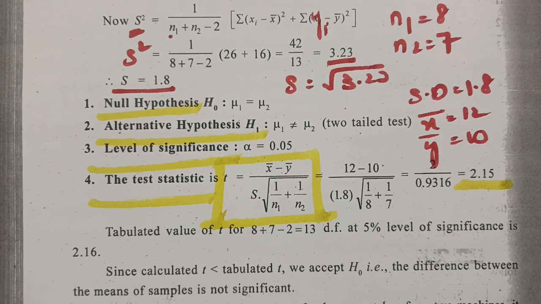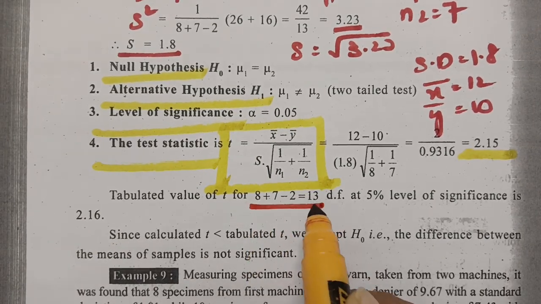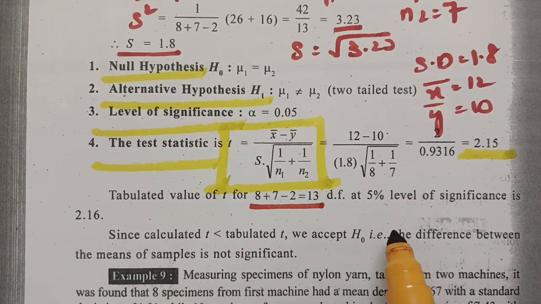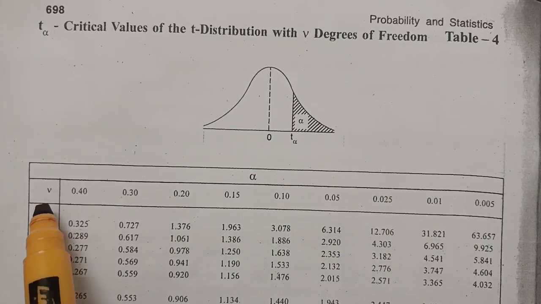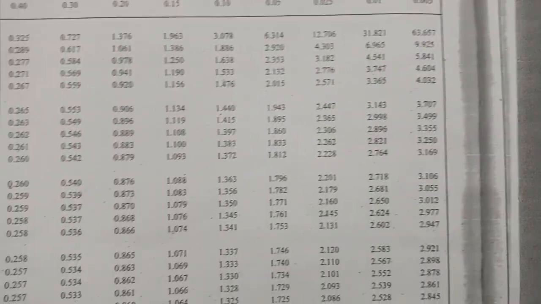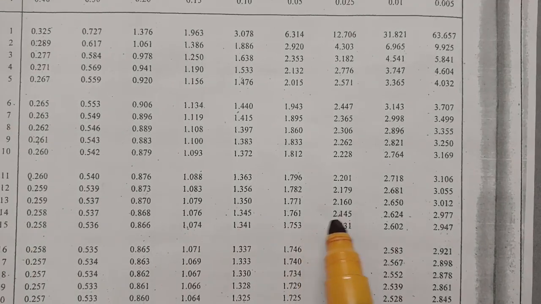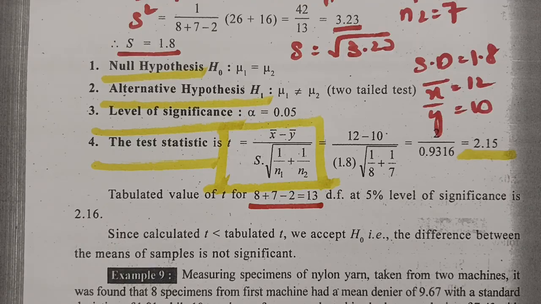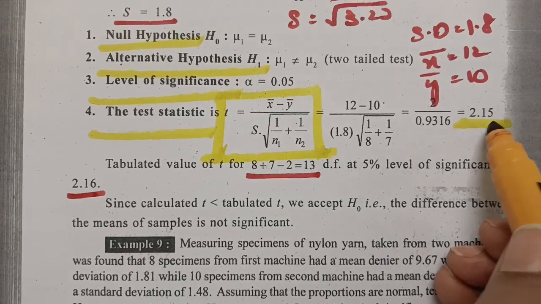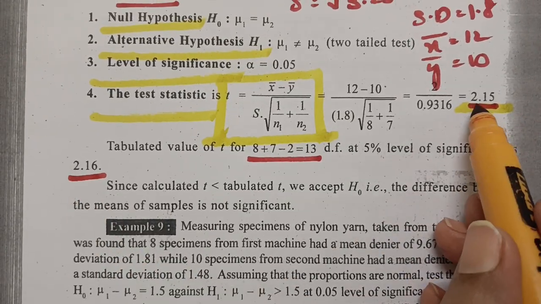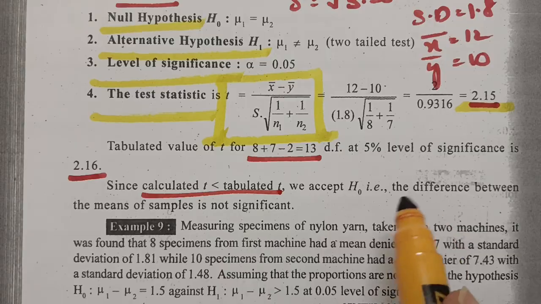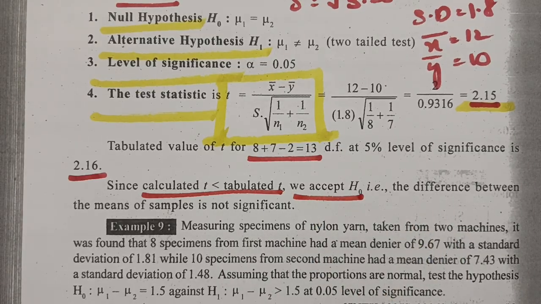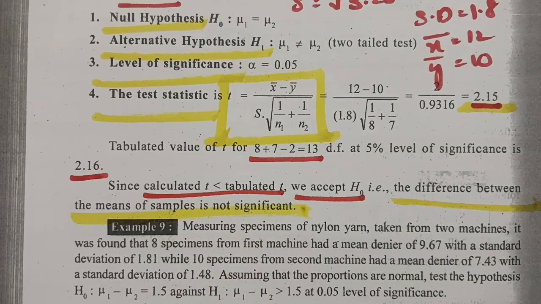So for the degrees of freedom here, the formula is n1 plus n2 minus 2. The degrees of freedom is 13 at 5% level of significance from the table. See here, this is the t distribution table for the degrees of freedom 13 at 5%. So go with 13 at 5% level of significance. The value here is 2.160, very clear as 2.16. So this is the calculated value and this is the tabular value. Clearly 2.15 is less than 2.16. Therefore the calculated value of t is less than the tabular value and therefore we accept H naught. Therefore the conclusion here is the difference between the sample means is not significant.